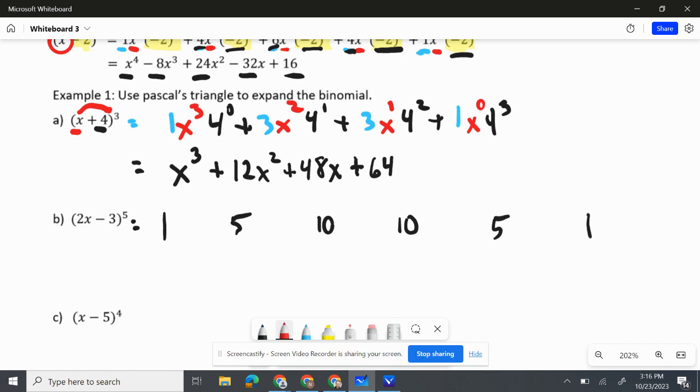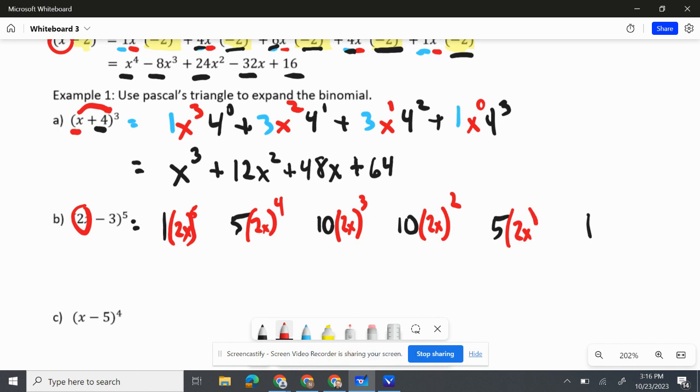Now we're going to look at our first term. This is 2x, so we have 2x to the fifth. We have 2x to the fourth. We have 2x to the third. We have 2x to the second. We have 2x to the first. And we have 2x to the 0.